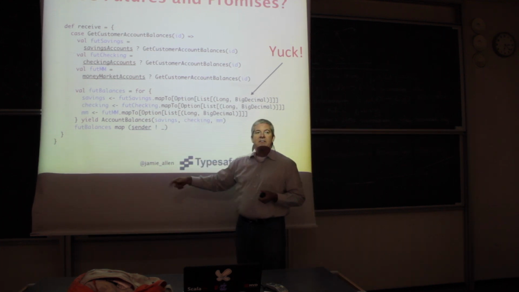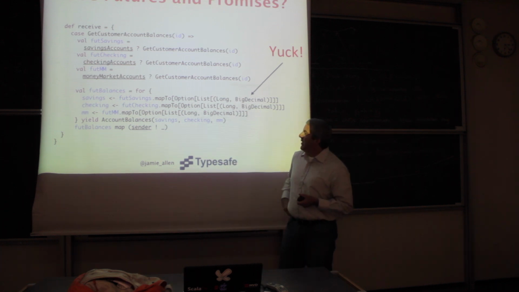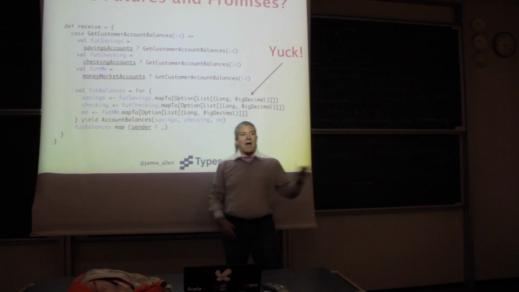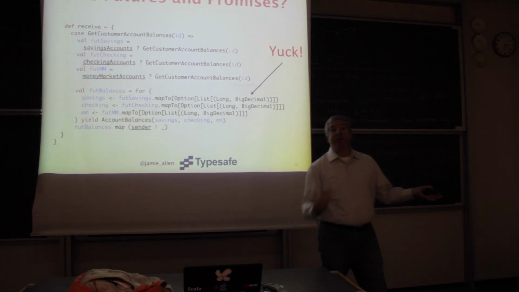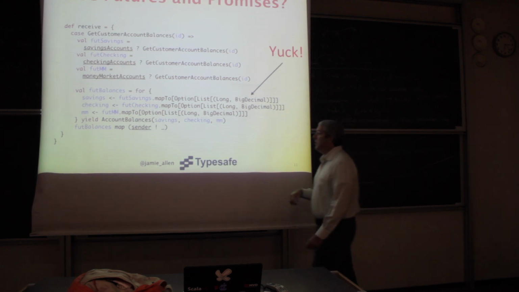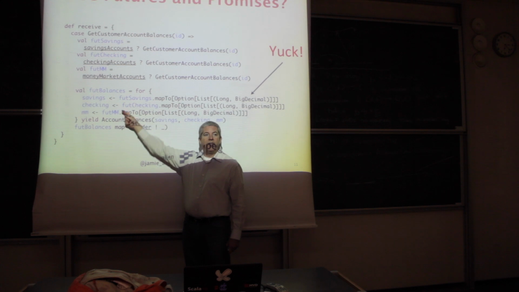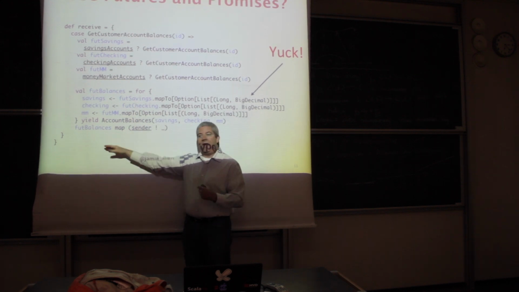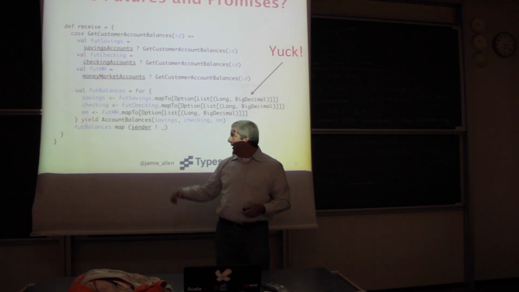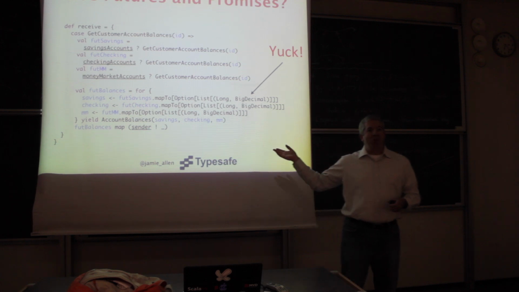So if we get our savings, and if we get our checkings, and if we get our money market data, we can yield an account balances, right? And we could either pipe it back to a sender, whoever sent us the original message asking for this information, or we could just map over the balances, which is a future of all of these things, and when it is fully completed with all the values from all of the people that we've asked for, it will send the value back. I like using this semantics more than pipe 2.